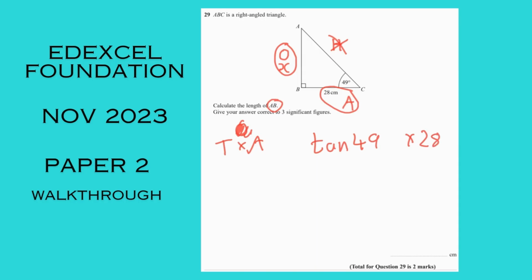multiplied by 28. Now, if you don't have any luck with this, do make sure you're careful with your calculator's brackets. Maybe even, if you're totally unsure, bring the 28 to the front and do 28 multiplied by tan 49. But if you get the answer 32.21 and so on, whatever you're doing is correct. To 3 significant figures, there's a 1, so we level it off.